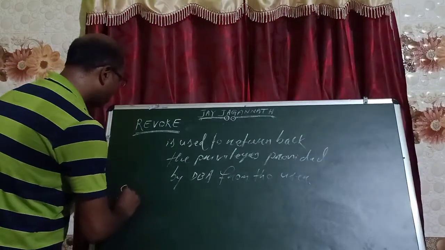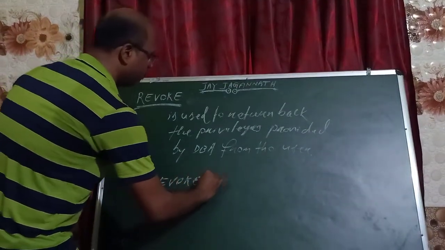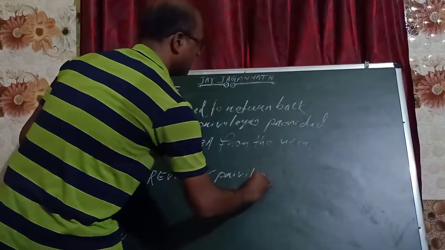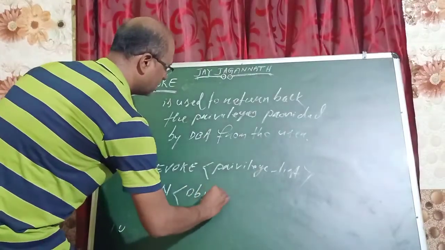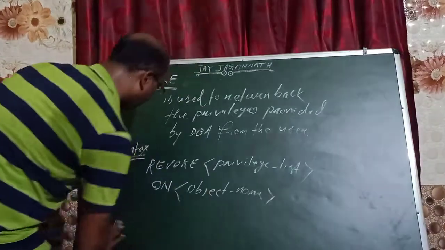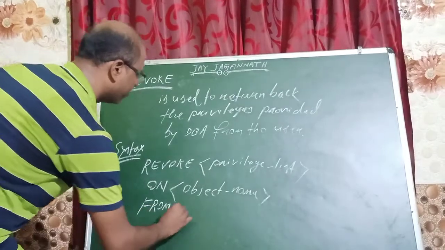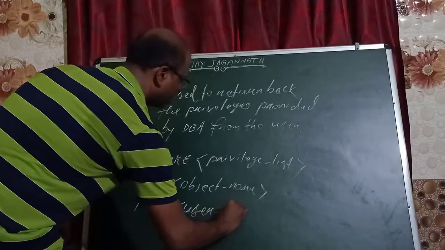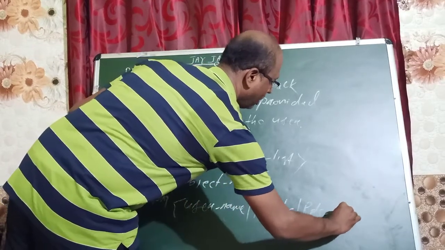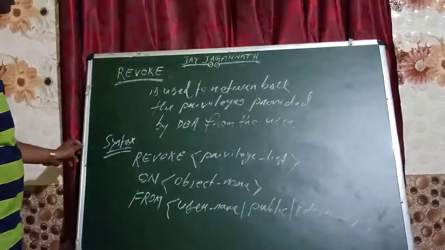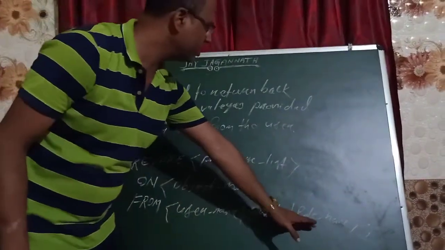At that time the DBA can use the revoke command. The syntax of the revoke command is: revoke privilege list on object name from username, or public, or you can use role name; semicolon. In case of grant we use to, here we use from. Revoke privilege list on object name from username or public, or you can use role name.